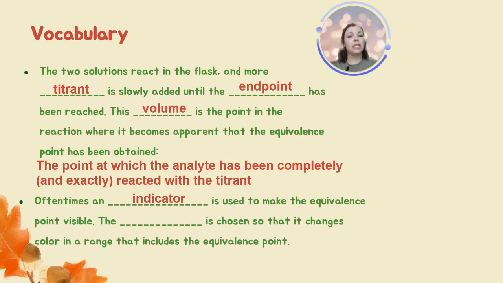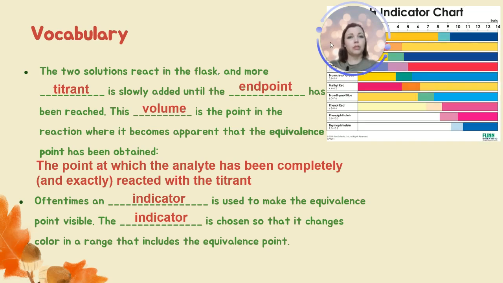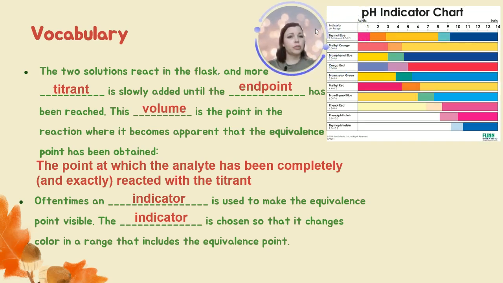So often we use an indicator to make the equivalence point visible. So this word apparent was intentional here. The indicator is chosen so that it changes color in a range that includes the equivalence point. So this is a chart of indicators, and we'll get much more into indicators later on in the class, but just so that you can see here. These are pH indicators, and pH titrations are a really common type of titration that we do in AP chemistry. And so these indicators change color based on the pH of the solution that they're in.